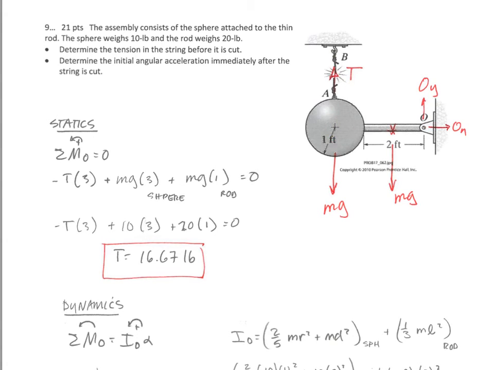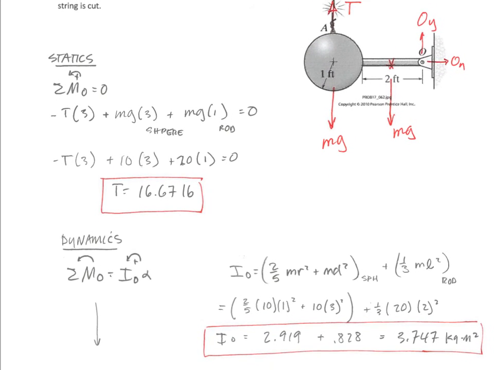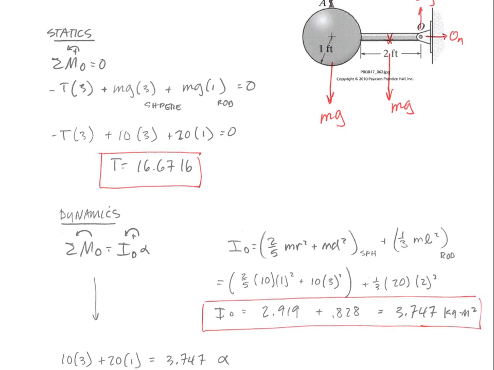The dynamics part is the sum of the moments about O is equal to I_O alpha. And so here the parallel axis theorem would be a good process for finding the mass moment of inertia about point O. So we'll have 2/5 mr squared plus md squared, and we're going to move it that whole length from its center of gravity to the point of rotation. Now the rod is modeled as a thin rod. This can be modeled either with 1/12 ml squared plus md squared, or as 1/3 ml squared about that point. And so that's what I did here. Adding those things up, we get the I about O is 3.747 kilogram meter squared.